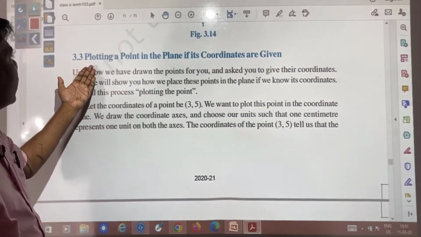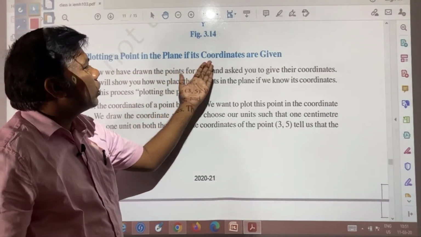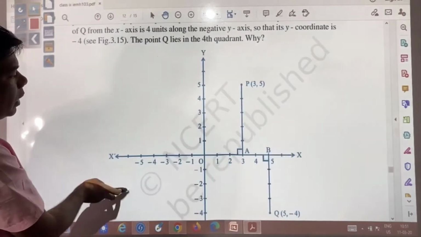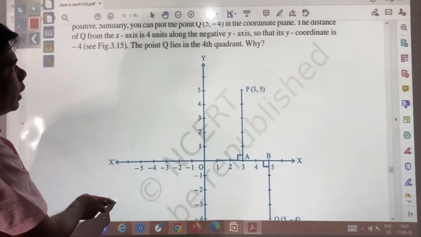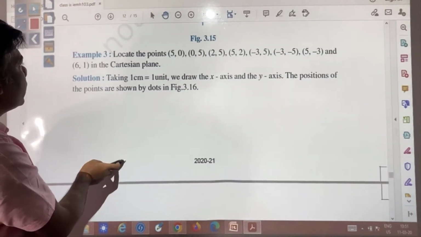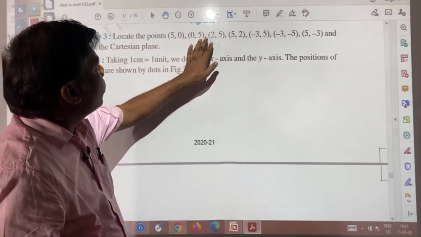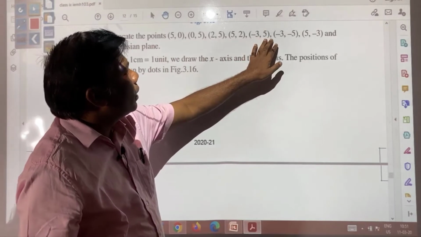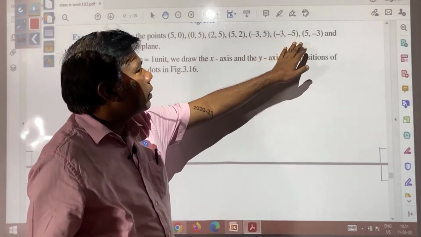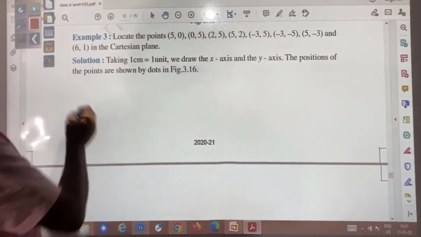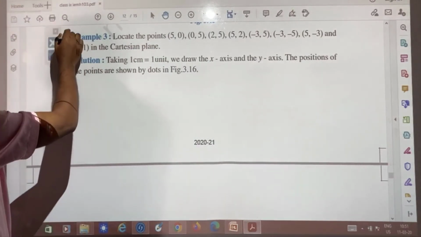And then we have plotting a point in the plane if its coordinates are given. If coordinates have been given, how will you plot? That you have already learned in linear equations. Example, you see. Locate the points (5, 0), (0, 5), (2, 5), (5, 2), (-3, 5), (-3, -5), (5, -3) and (6, 1) in the Cartesian plane. This you see, I hope you will understand.